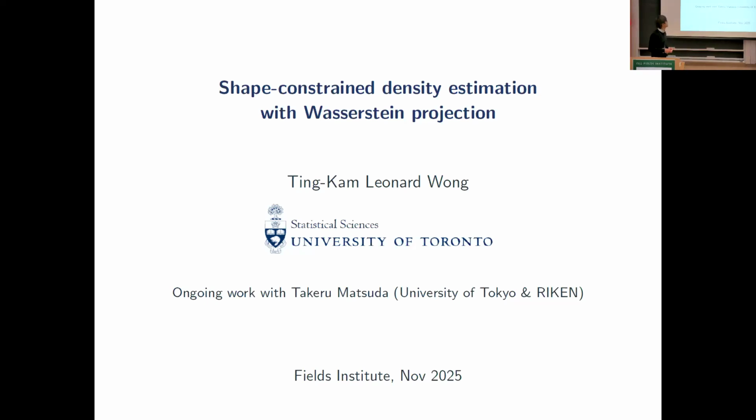I'm going to talk about an application of the Wasserstein projection to statistics. And in some sense, it is like a special case, a case study of Jose's talk that we just listened to. This is ongoing work with Takeru Matsuda from the University of Tokyo and Riken in Japan. There are still many things we want to know, and it would be nice to have your feedback. So the keyword is shape constraint.